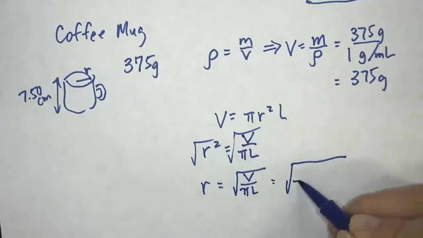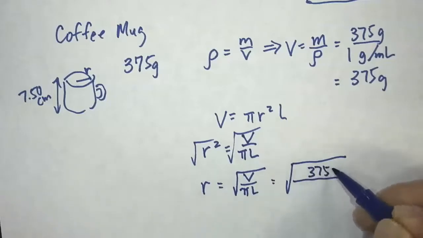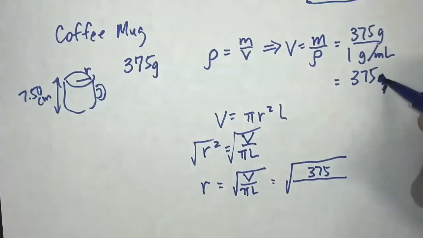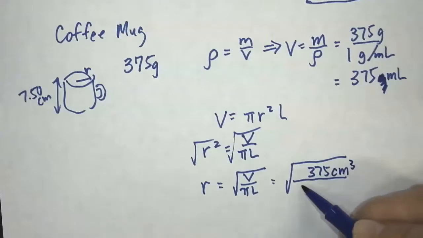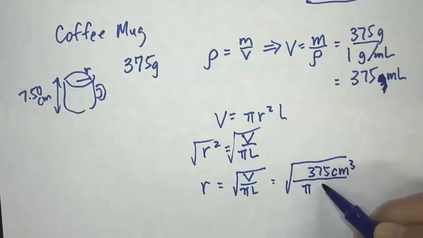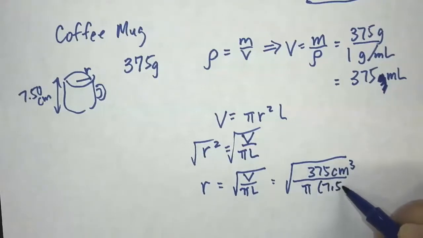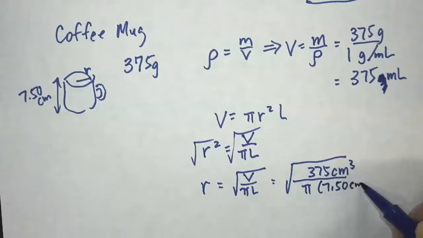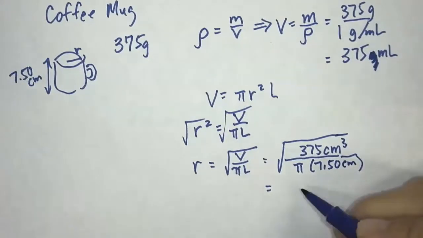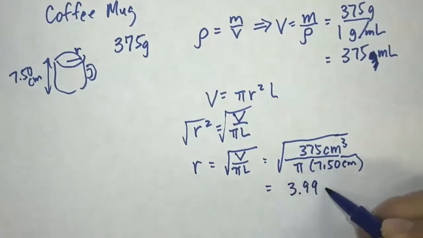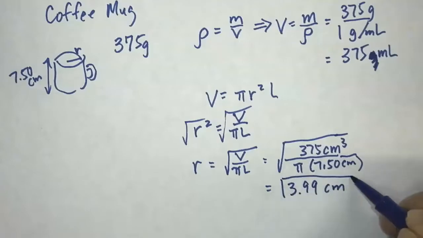Okay. So the volume is 375, and this should be milliliters. Okay, messed up right there, so that should be milliliters. But we know 1 milliliter equals 1 cubic centimeter, so I can rewrite this as cubic centimeters. And then we have pi here. The L is 7.5 centimeters. And then if we calculate that, we should get 3.99 centimeters, which is the radius of that coffee mug.